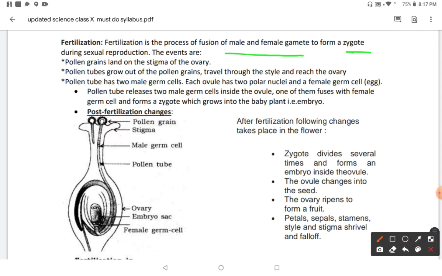And this event occurs when pollen grains land on the stigma of the ovary. These are the pollen grains, this is the stigma, they land here. And when the pollen tubes grow out of the pollen grains, they travel through the style. This is the style, and the pollen tube reaches the ovary. Here is the ovary. The pollen tube releases two male gametes, germ cells, inside the ovule, and one of them fuses with the female germ cell and forms a zygote, which grows into the baby plant, that is called the embryo.